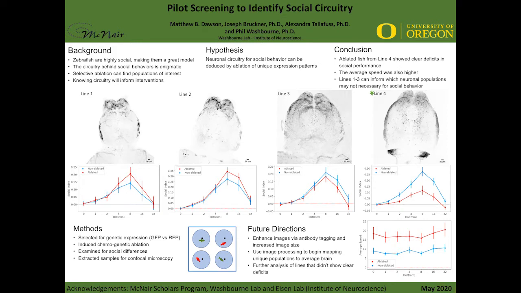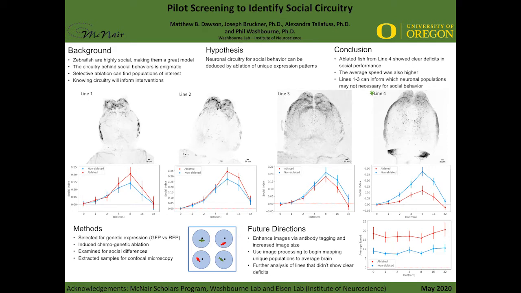So a little bit of background. It has been shown that zebrafish are highly social animals, which makes them a great model organism for studying social behaviors. The neuronal circuitry that underlies social behaviors continues to be enigmatic and difficult to model. Through selective ablation of neurons, you can find populations of interest that are necessary for performing social behavior. And lastly, knowing this circuitry will allow for more informed interventions as well as hypothesis testing.